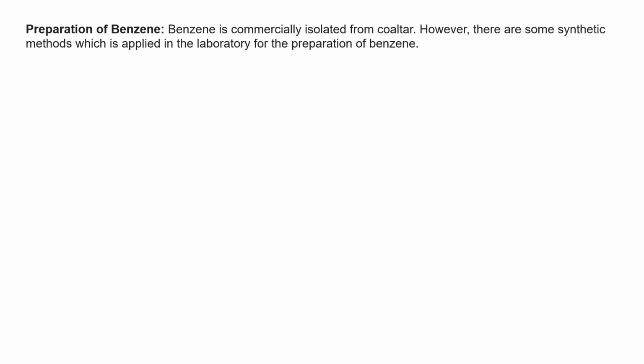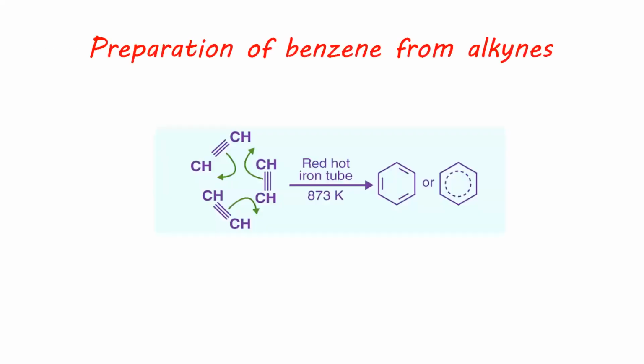Next, we get into the preparation of benzene. Benzene is commercially isolated from coal tar. However, there are some synthetic methods applied in the laboratory for the preparation of benzene. They are as follows: from alkynes, by cyclization of the alkyne in the presence of a red hot iron tube, we obtain benzene.